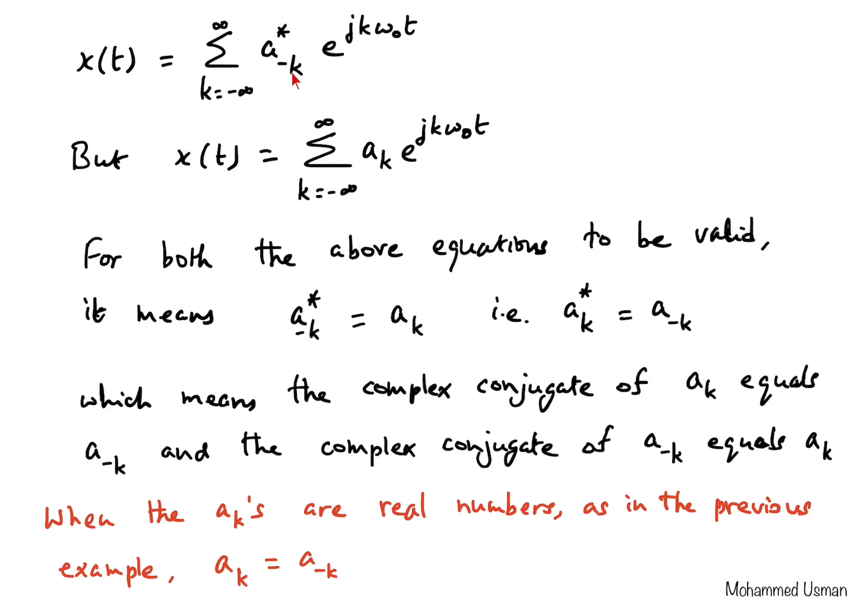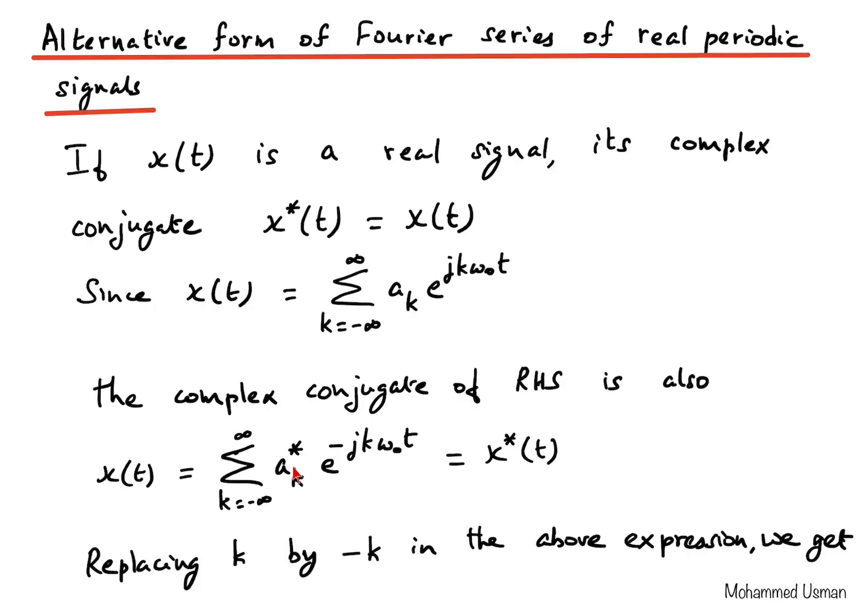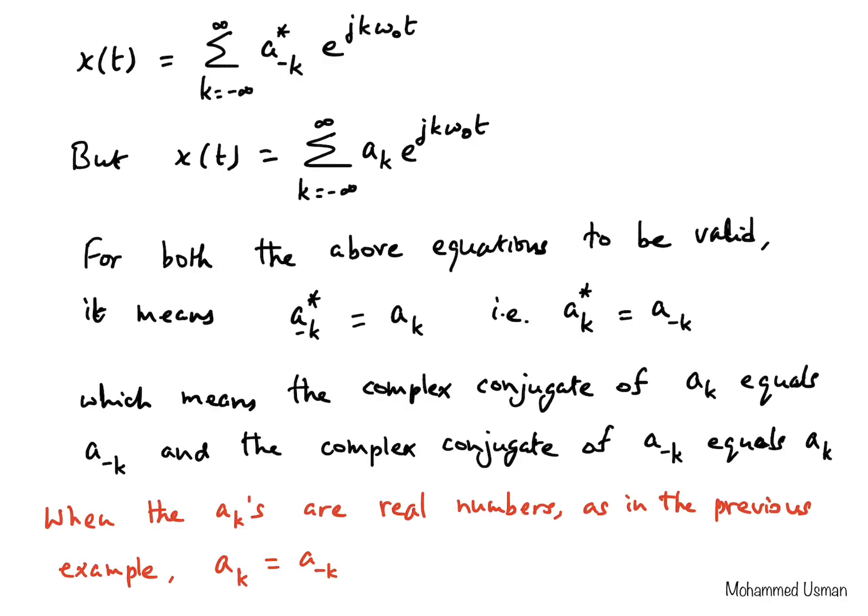When we put minus k in place of k, ak star becomes a minus k star, and e power minus j k omega naught t becomes e power plus j k omega naught t, because minus j k becomes minus j times minus k, and minus into minus becomes plus. So we'll have this term. That means the complex conjugate that we put here is the same as the original signal x of t, and this term is also representing x of t.